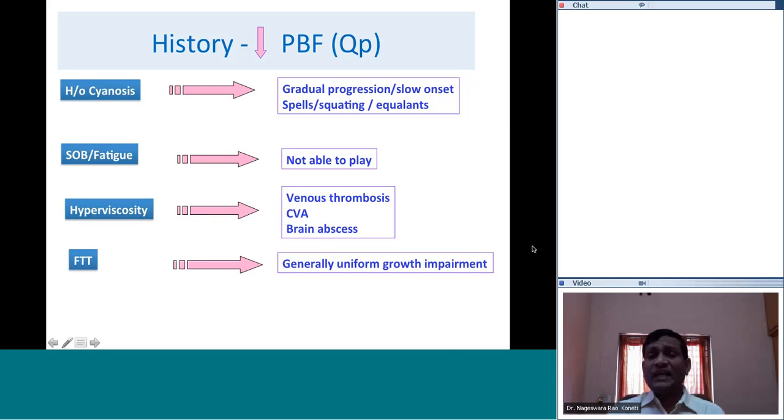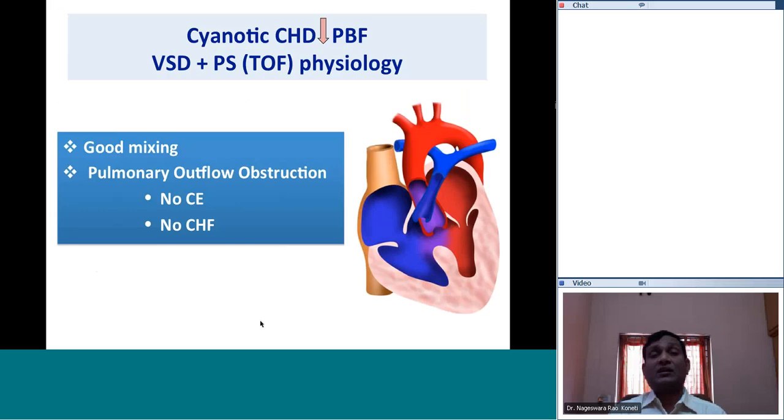Traditional teaching, I am sure you are all aware, is that failure to thrive, growth retardation, is a feature of a left to right shunt. But in cyanotic congenital heart disease with reduced pulmonary blood flow, uniform growth retardation, both height as well as weight reduction, will be there because of tissue hypoxemia, which produces the overall growth impairment. So these are all various types of history by which you can tell that this is a cyanotic congenital heart disease with reduced pulmonary blood flow.